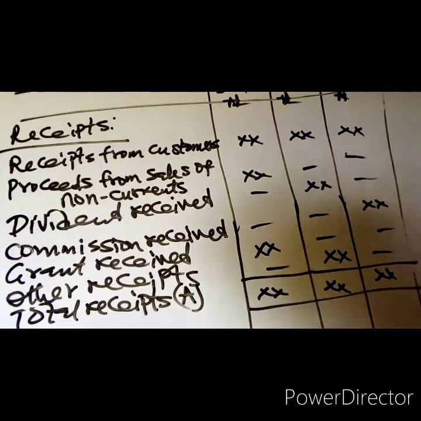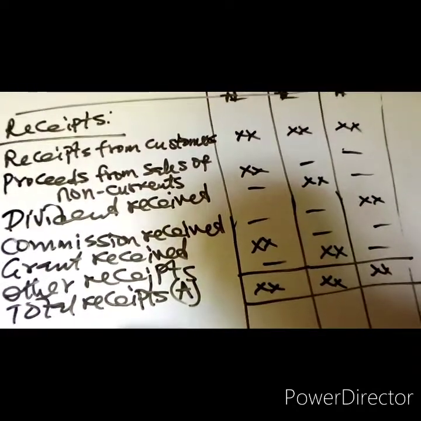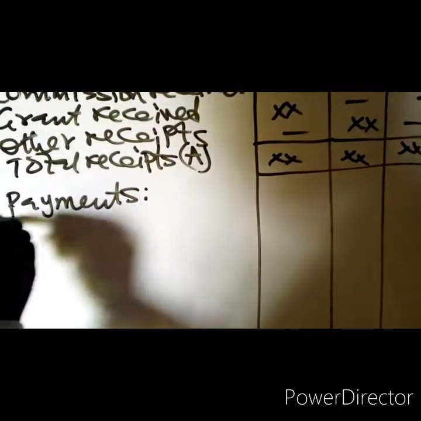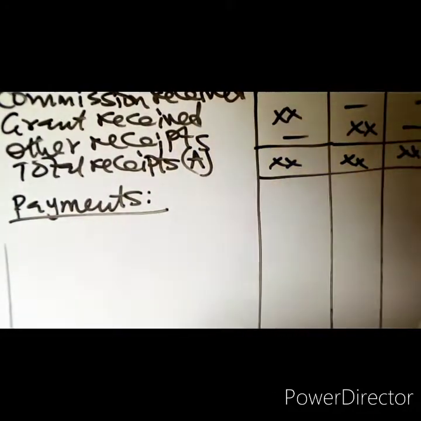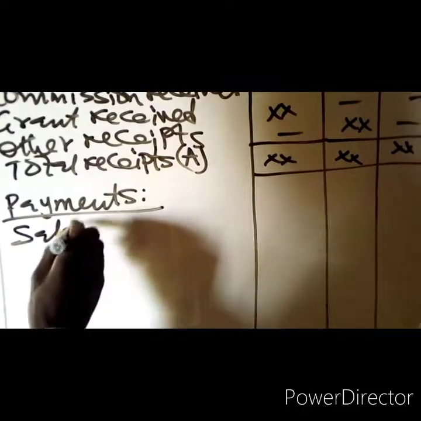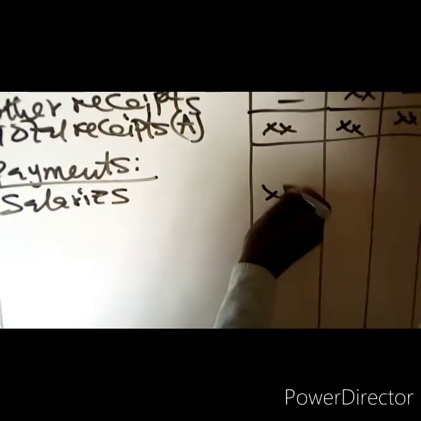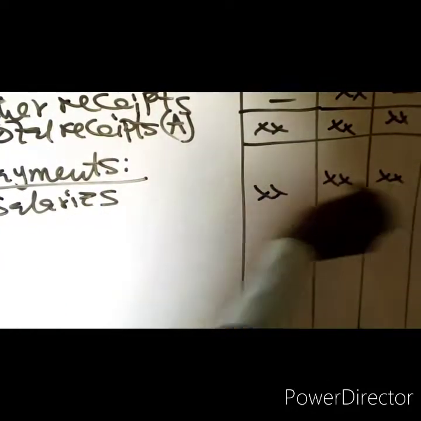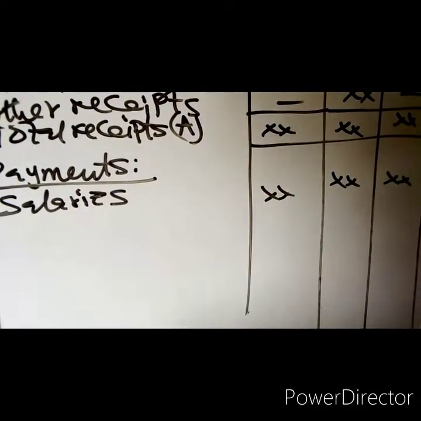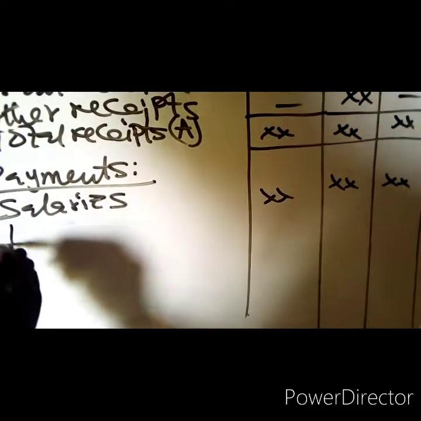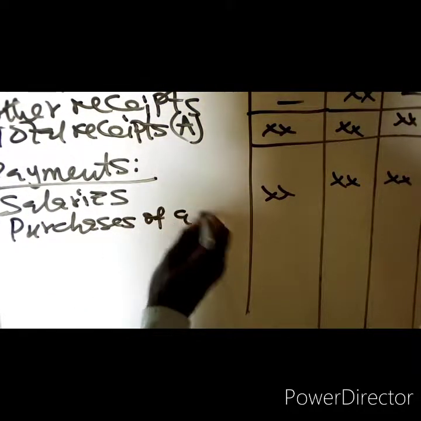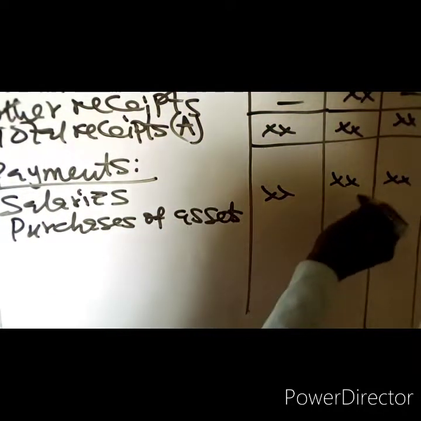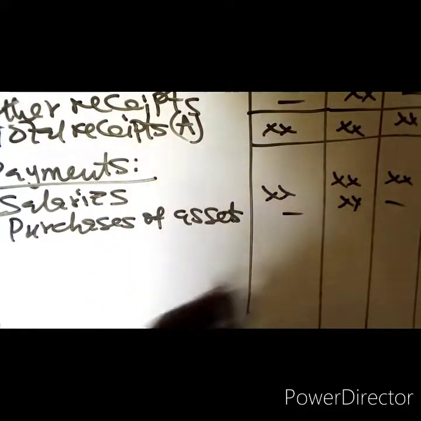After receipts, you have payments. After receipts, the next thing is the payments. The payments may include salaries. The salaries paid. You may have purchases of non-current assets. Purchases of assets. Let's assume the assets were bought in February.